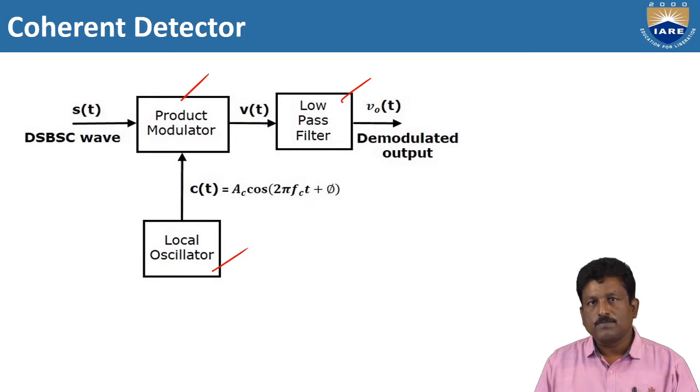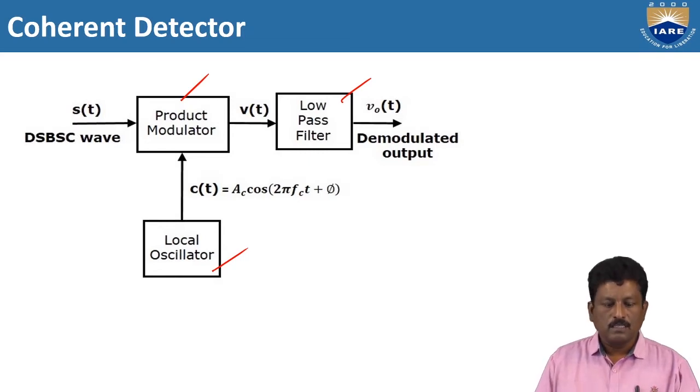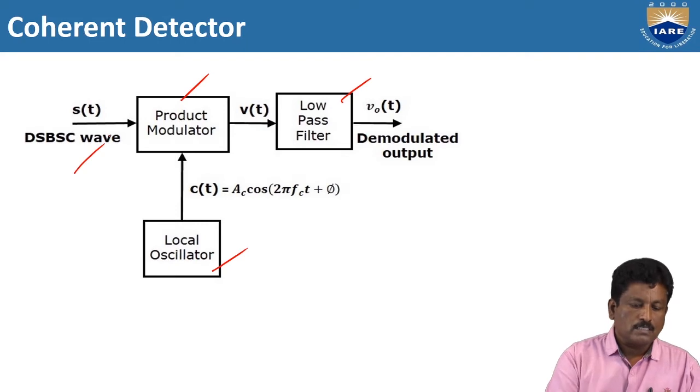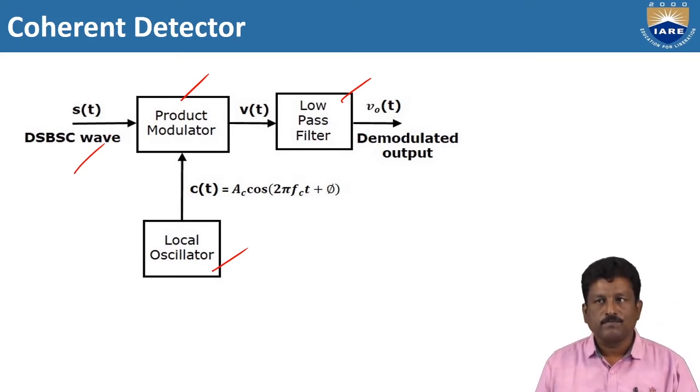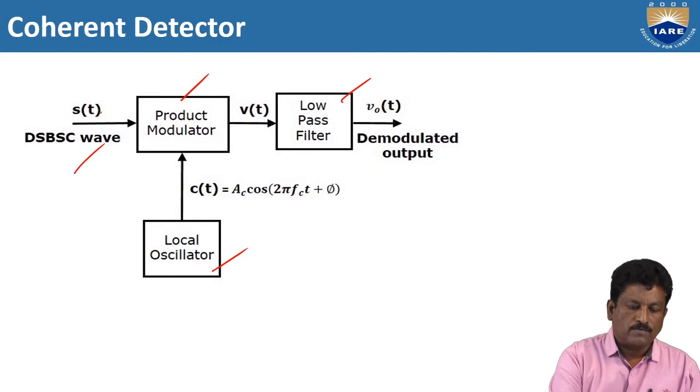Looking at the input of this coherent detector diagram, why is it called coherent? Coherence means in synchronization. Here the input signal received is s(t), which is a DSBSC wave, a double sideband suppressed carrier modulated wave, given by s(t).